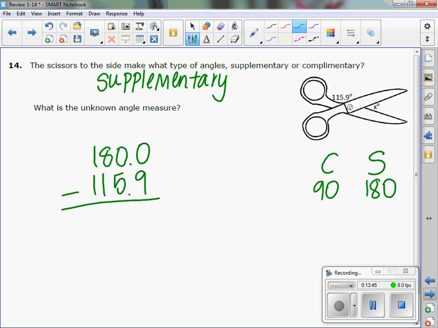Remember, when you add and subtract decimals, they have to be lined up. Not necessarily when you multiply, but when you add and subtract, they have to. So if needed, create your 0 placeholders. When you subtract this, you get 64.1 would be the answer.